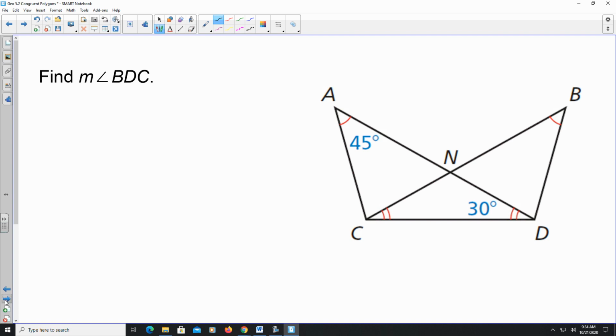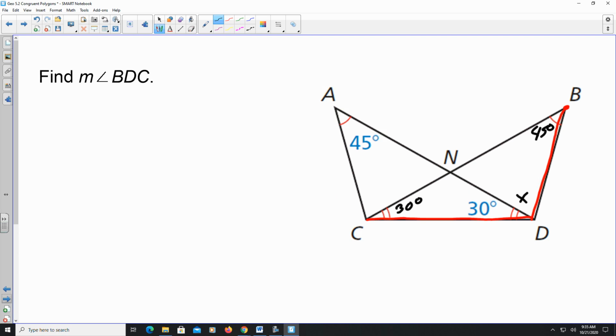So with that being said, we have some information here. In this particular one, they want us to find the measurement of BDC. So BDC is actually located right here. So I want to find that red angle. They do give us some information. So this hash mark here with angle A is the same as angle B. So I can say that this is 45 degrees. I have two hash marks with 30 degrees, so this portion right here is 30 degrees. What I really don't know is what x is right here.